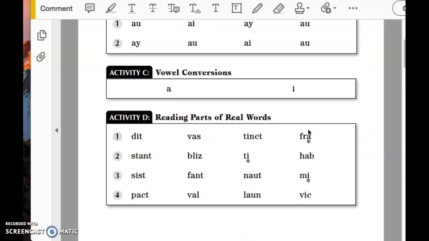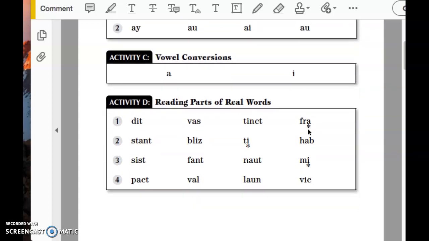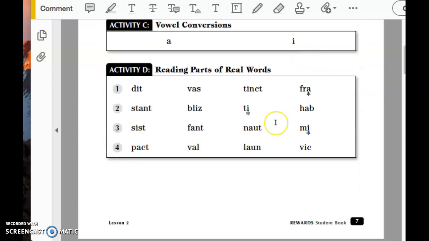Look at activity C. When you are reading words and see these letters, try to say the sound. If it doesn't make a real word, then try the name of the letter. What sound? Ah. What name? A. What sound? A. What name? I. Now let's look at activity D.